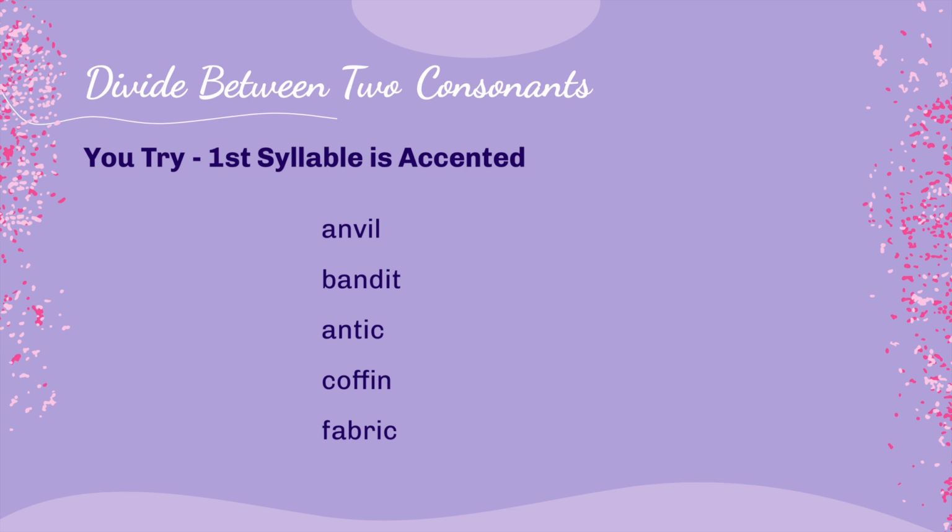Let's try it with these 5 words. I want you to divide between the 2 consonants. The first syllable in each word will be accented. The second syllable will not, and these unaccented syllables may schwa.